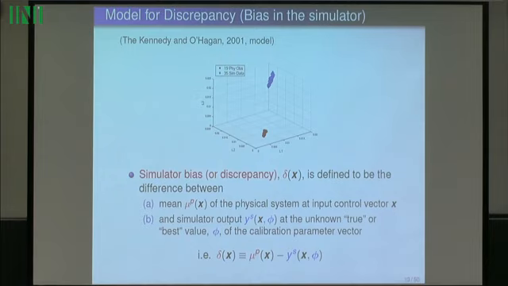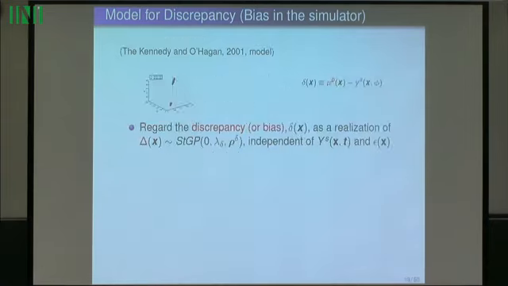We have a model for the physical output, and we want a model for this discrepancy. So again, the bias is defined to be the difference between the mean of the physical system at a particular control vector input and the simulator output you would get at that same control variable vector, if you knew what the true values of the calibration parameters were. So this is the formula for discrepancy, and I want to model that.